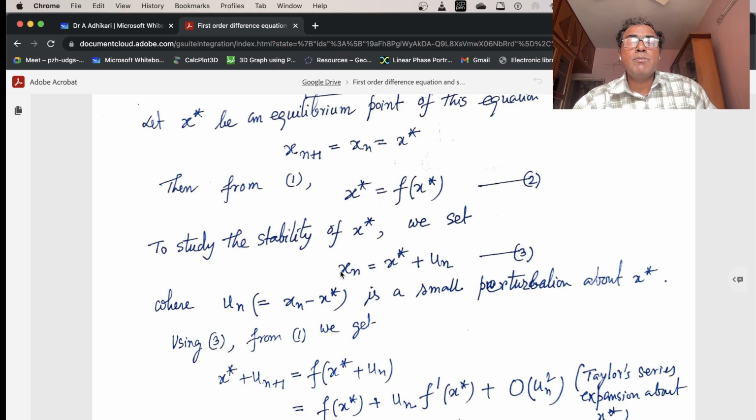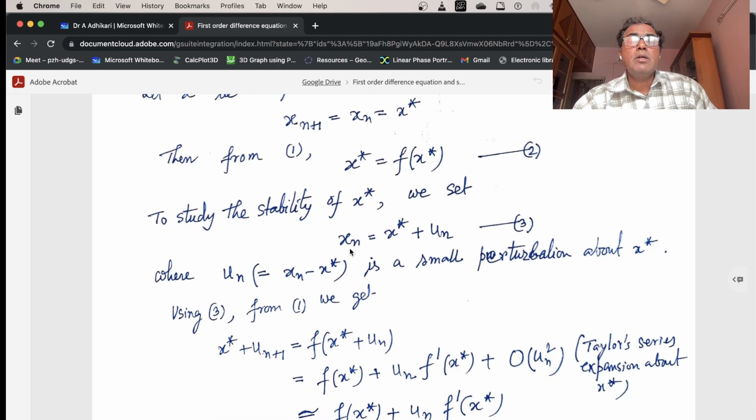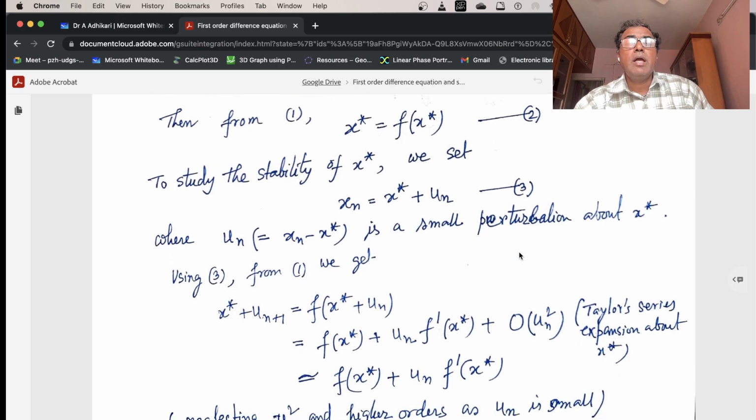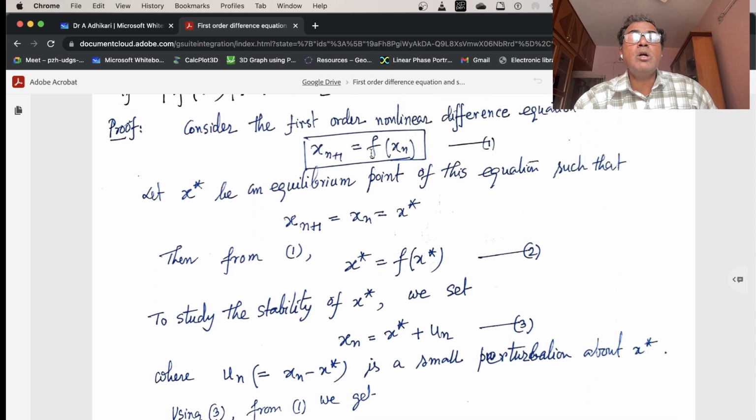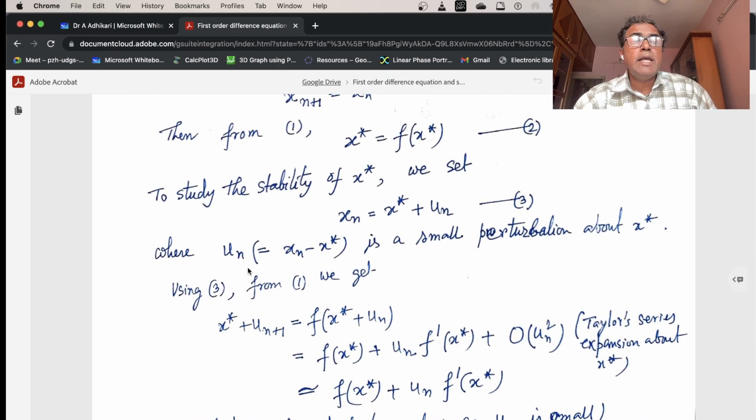We put a small perturbation about x star, so x_n equals x star plus u_n. Actually, u_n equal to x_n minus x star is the small perturbation about x star. Now using this value in equation 1, we get x_{n+1} equal to f of x_n. So x star plus u_{n+1} equals f of x star plus u_n.